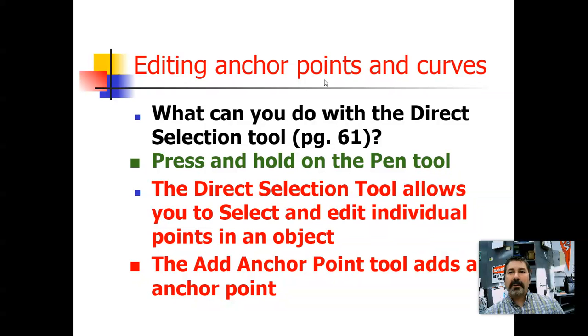Okay, write this down. Editing anchor points and curves. Write this down on line paper in your notes. The direct selection tool selects and edits individual points. The add anchor tool adds an anchor point. Write that down. And then what we're going to do is make a new layer called direct selection tool.